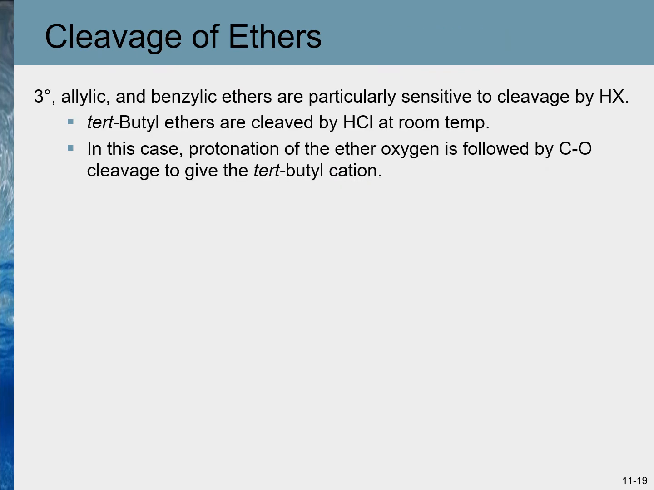Tertiary, allylic and benzylic ethers are particularly sensitive to cleavage by halogen acids, and these kinds of reactions often occur under quite mild conditions. For example, tertiary butyl ethers are cleaved by aqueous HCl at room temperature. Remember, HCl is not a good reagent for primary alkyl ethers, but in this case HCl is a good reagent to perform this cleavage reaction. So these kinds of cleavage reactions involving tertiary, allylic or benzylic ethers undergo reaction by the SN1 mechanism.